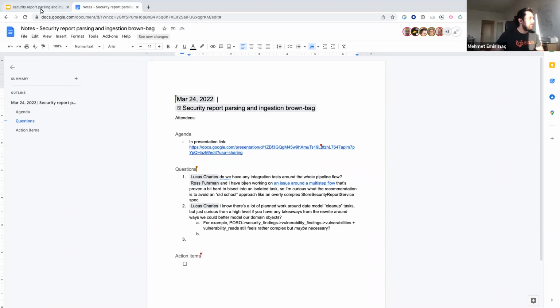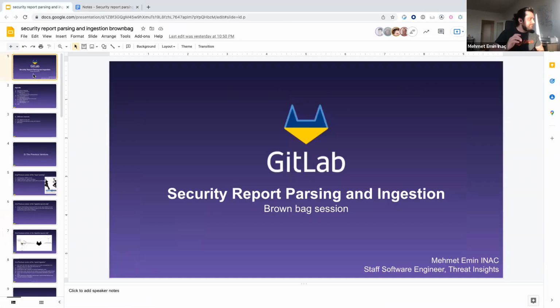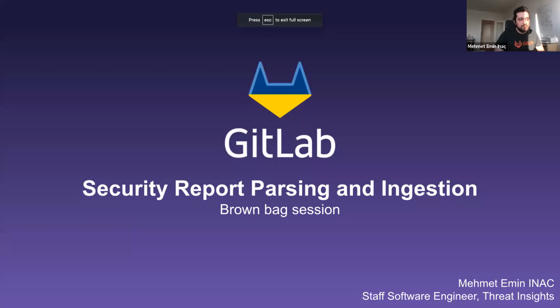So yeah, this is our brownbag session, an informal technical meeting for security report parsing and ingestion. If you're expecting this to be highly technical, it's probably not going to be. I will just try to go through the ingestion and security report parsing at a really highly abstract level.